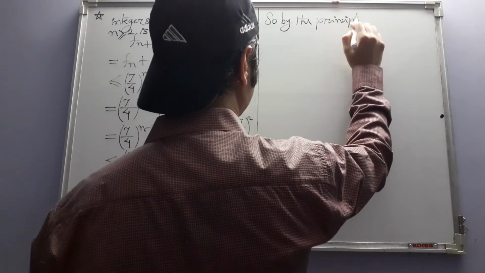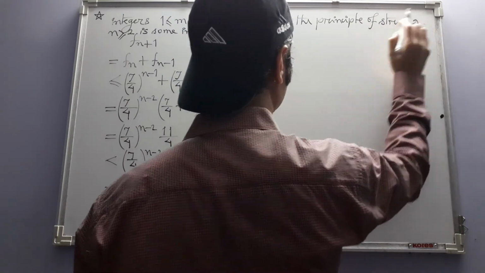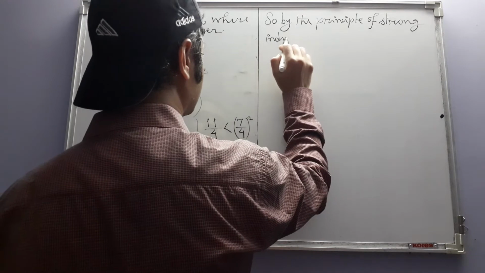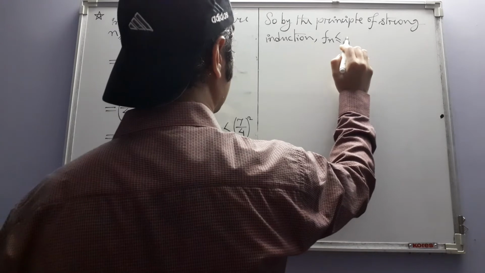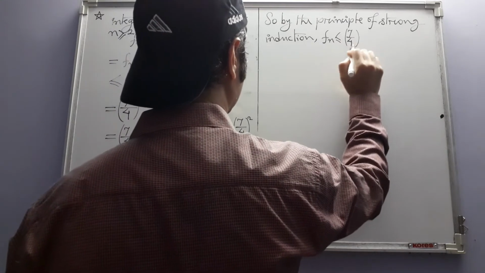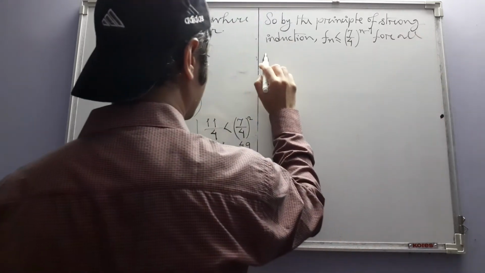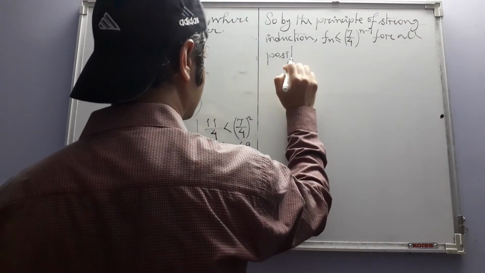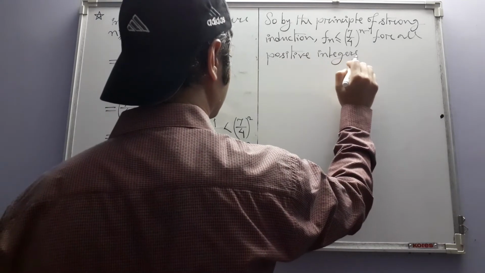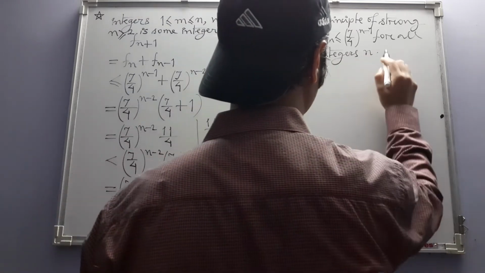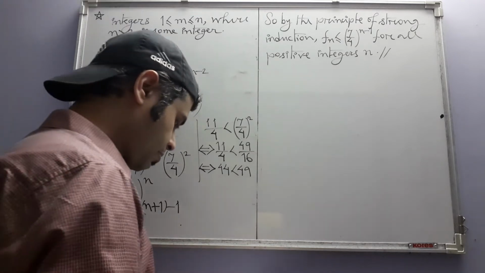So by the principle of strong induction, Fn is less than or equal to (7/4)^(n-1) for all positive integers n, and that completes the solution.